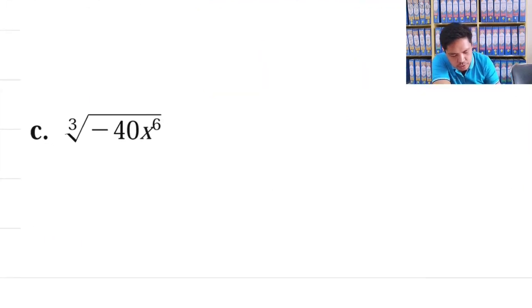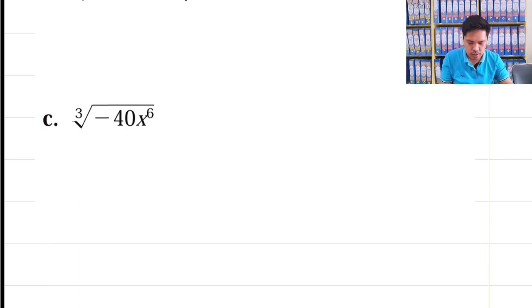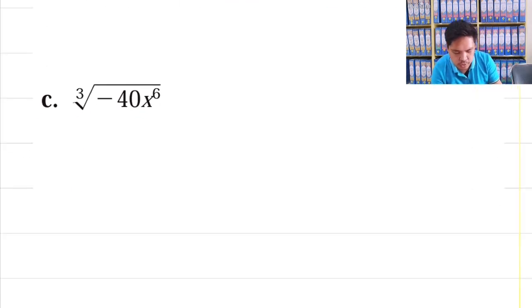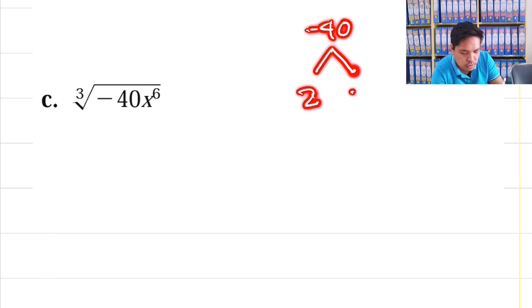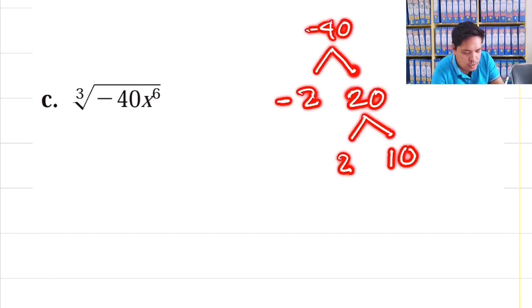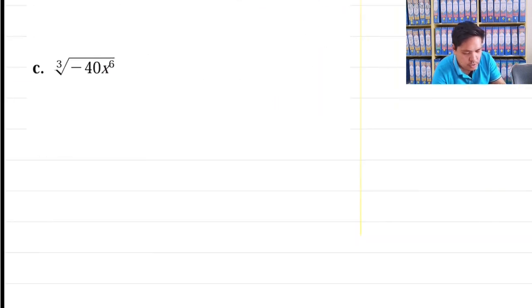Continuing for letter C. Or let's answer letter C. So, cube root of negative 40 x raised to 6. Okay, again, let's look at negative 40. What are the factors of negative 40? Okay, that would be 2 times, lagay natin negative na dito, 2 times 20. And 20 is 2 times 10. And 10 is 2 times 5.